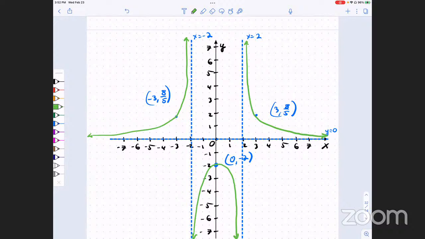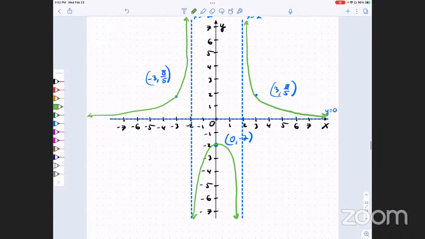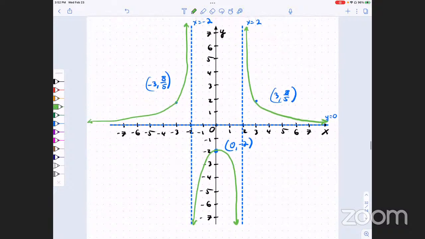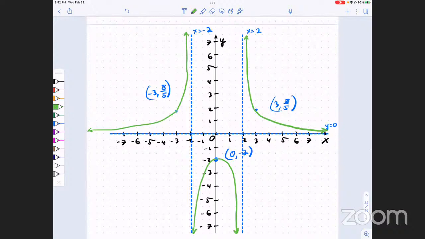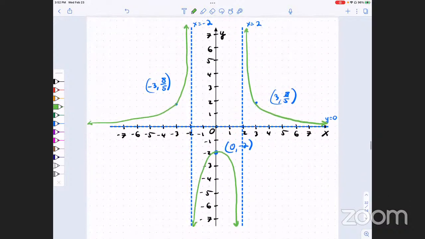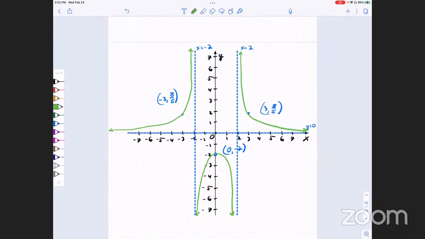We said it was increasing to the left of -2. We said it was increasing from -2 to 0, and then decreasing from 0 to 2, and decreasing from 2 to infinity, right? I think this is it. This is the graph that we get.